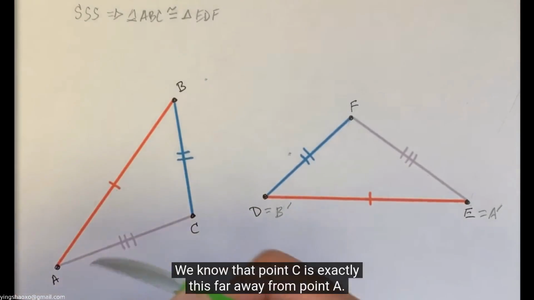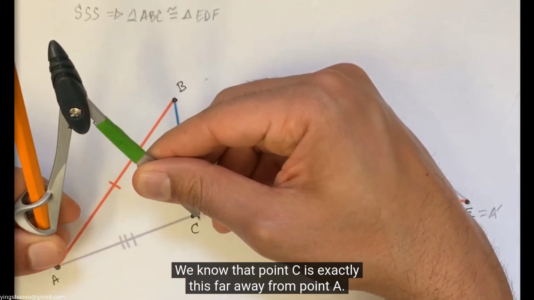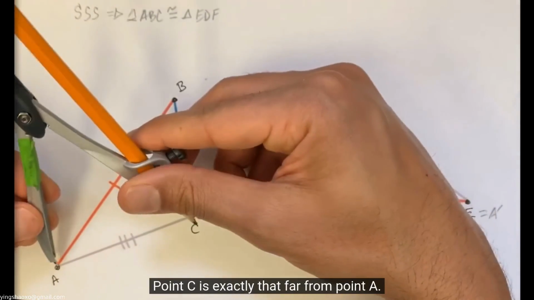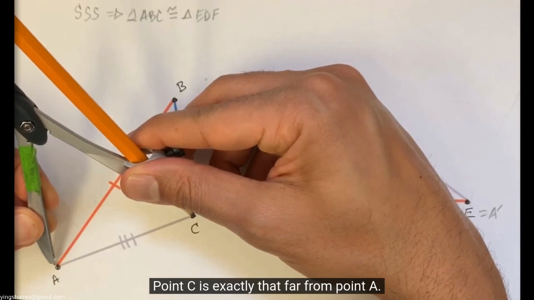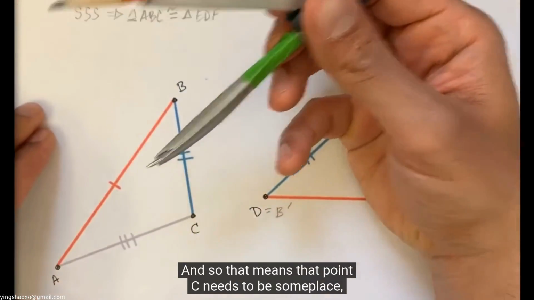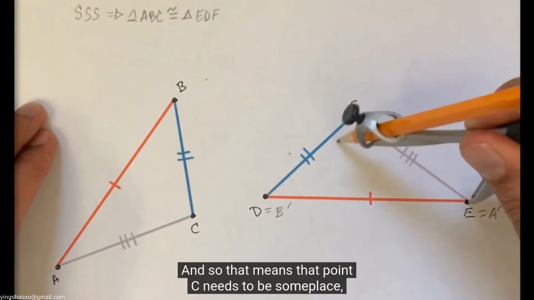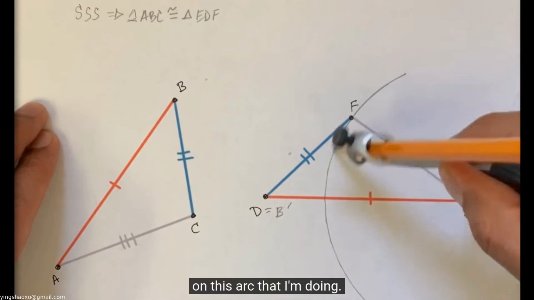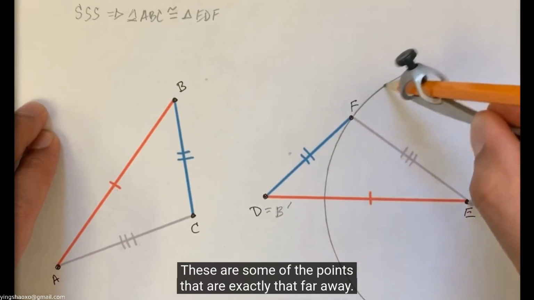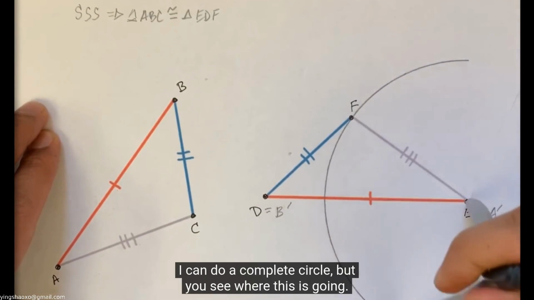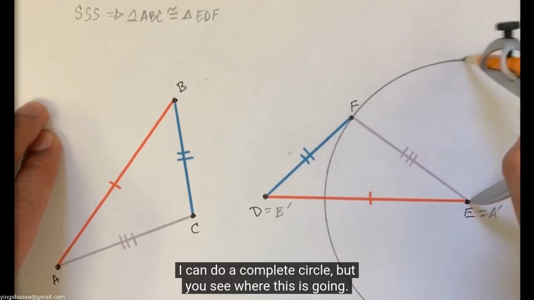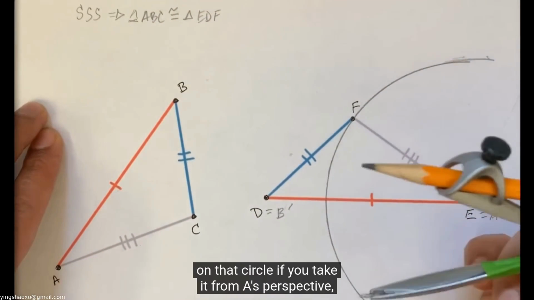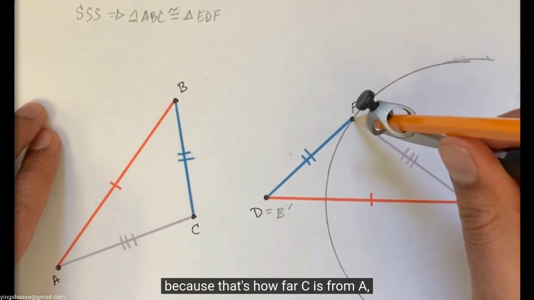We know that point C is exactly this far away from point A. I will measure that with my compass, so I could do it this way as well. Point C is exactly that far from point A. And so that means that point C needs to be someplace on this curve right over here, on this arc that I'm doing. These are some of the points that are exactly that far away. I could do a complete circle, but you see where this is going. So point C, or C prime, will be mapped to some point on that circle, if you take it from A's perspective, because that's how far C is from A.